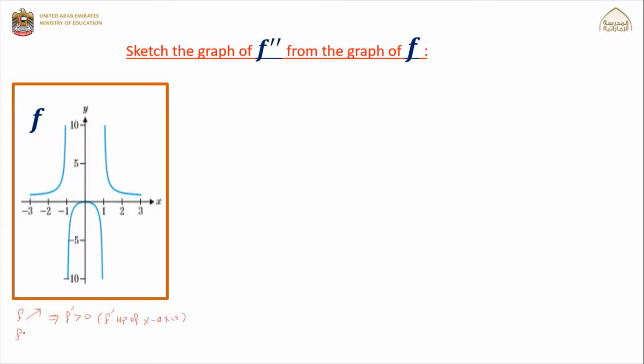Also, if function f is decreasing, that means f prime is less than 0. So f prime is below the x-axis.